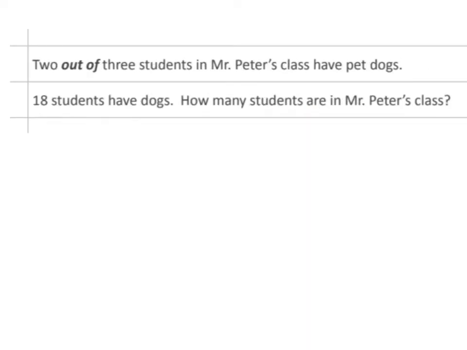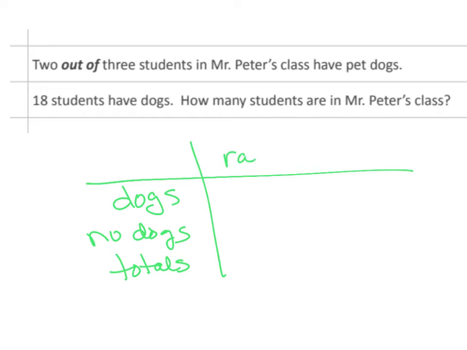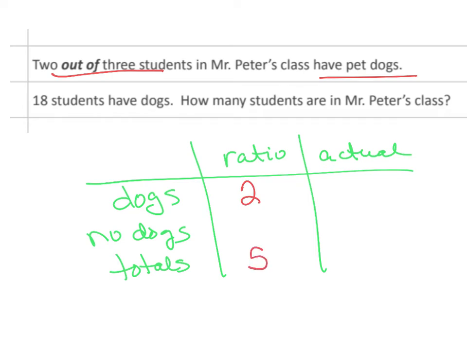Let's do another one. 2 out of 3 students in Mr. Peters' class have pet dogs. Okay, so they have dogs, they don't have dogs, and the total number of kids in his class. Okay, so again, we're going to set up our ratio and the actual. So here we go. 2 out of 3 students in Mr. Peters' class have pet dogs. So 2 have out of 5, which means there's 5 total students. So that means 3 don't have pet dogs.